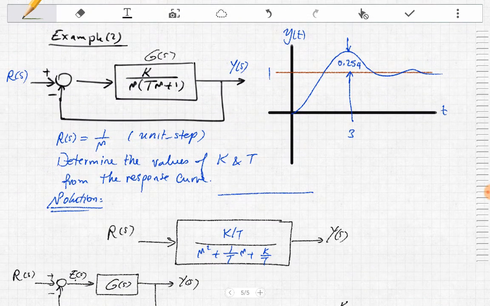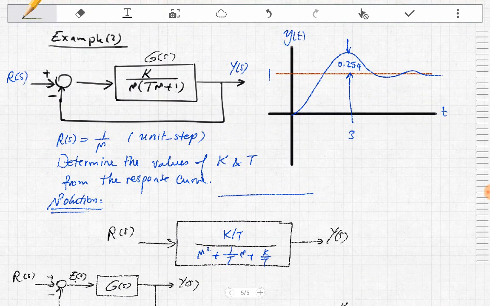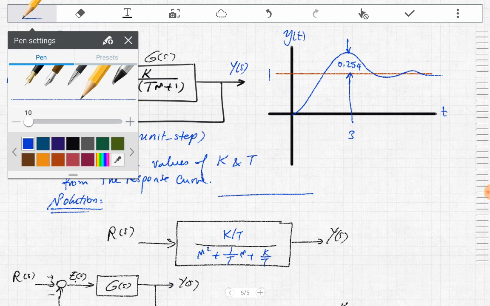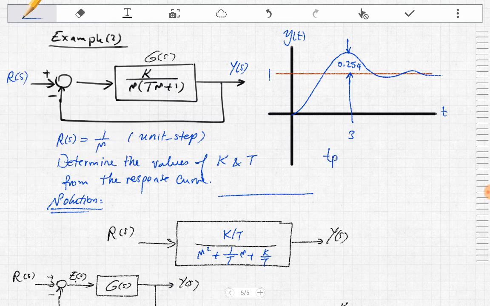Here, when you look at this graph, this is the response. You can get many things from this graph. This is a practical problem: when you look at the oscilloscope, you can measure all these things. What does 3 represent? The peak time. So you know the value of the peak time, TP is equal to 3 seconds.